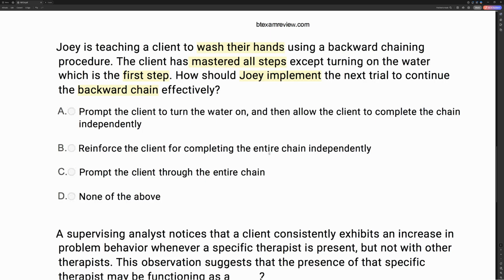So if we're doing forward chaining, you're teaching the first step independently, then the first and second, and so forth. Backward chain is just reversed. We have one step left. They've got to do the whole thing by themselves.